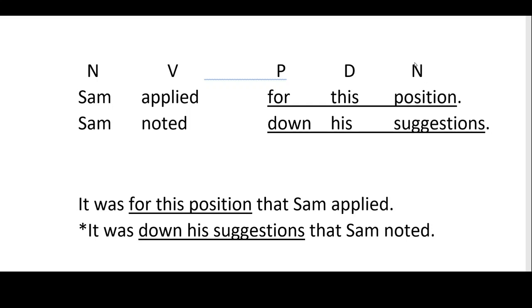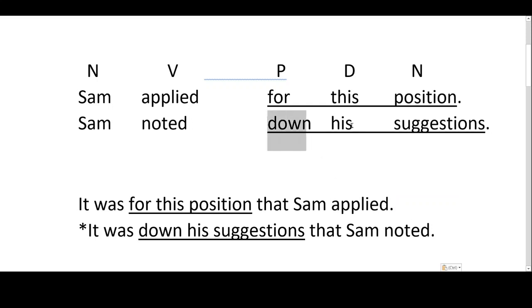And you would kind of think, well, if they've got the same word classes in the same order, then we would expect the constituents to be the same. But you just noticed that my intonation was a bit weird, right? So, well, let's find out anyway if for this position is a constituent. Well, let's try and put it in the focus position of a cleft sentence. All right, so it was for this position that Sam applied. That seems okay to me.